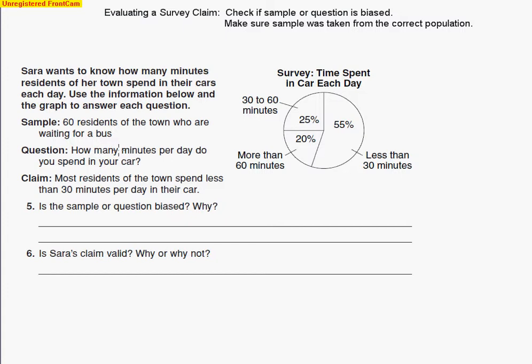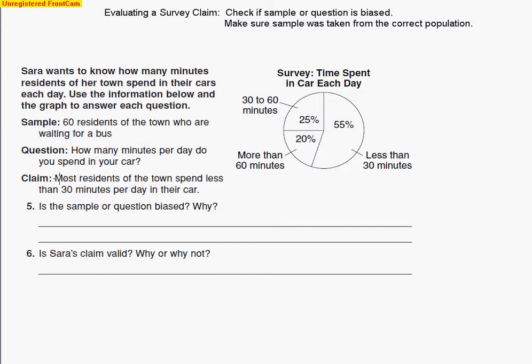Her question is again, how many minutes per day do you spend in your car? And I don't know how many people that are riding the bus spend a lot of time in their car. That's why they're taking a bus. They either don't have a car, their car's getting repaired, or maybe they just don't want to spend the time or money for the gasoline in their car. So I doubt very many people who ride the bus spend a lot of time in their car, so I bet you that's what will end up happening here.